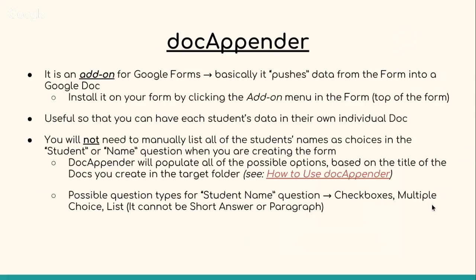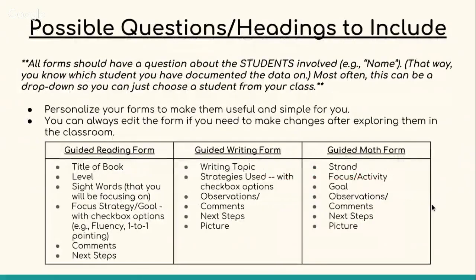One thing to keep in mind, if you're doing student name as the first question, you want to have it as a checkbox, a multiple choice question, or a list question, which again, we'll get into in a couple of slides. So when you are making your Google form, some possible questions to include really depend on what you're using the form for. So you want to make it as personal for you and as simple as possible. And keep in mind that you can always go back and edit the form if needed.